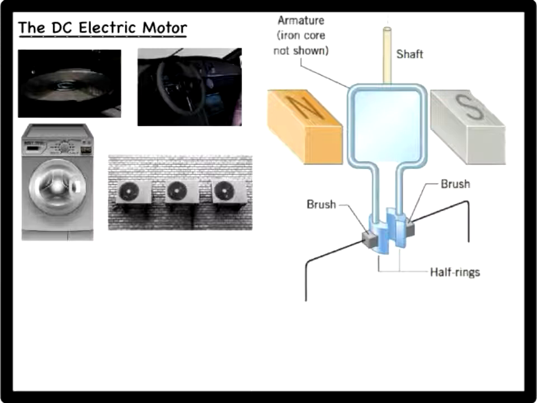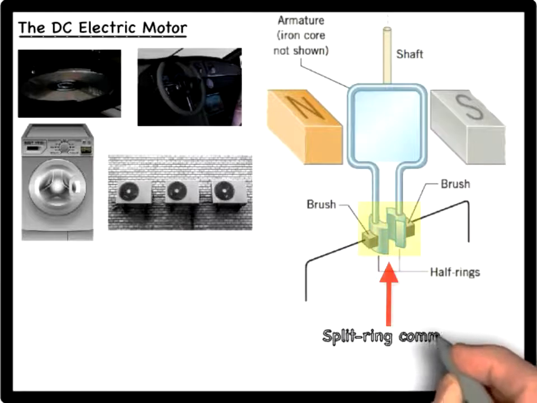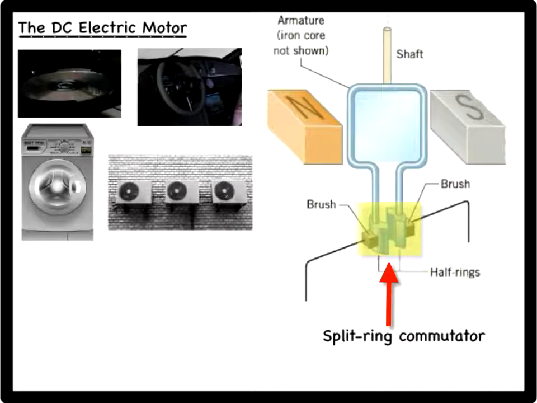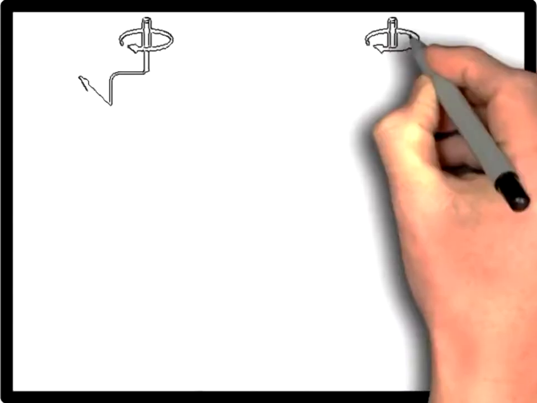The coil and iron assembly is known as the armature. Each end of the wire coil is attached to a metallic half ring. Rubbing against each of the half rings is a graphite contact known as a brush. While the half rings rotate with the coil, the graphite brushes remain stationary. The two half rings and the associated brushes are referred to as a split ring commutator. The operation of a motor can be understood by considering the following figure.